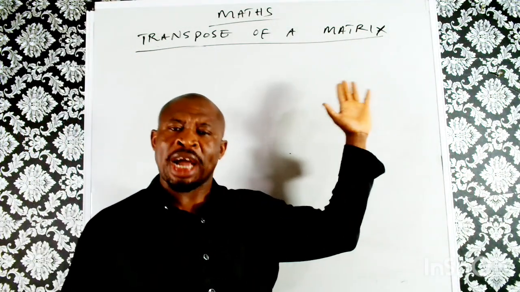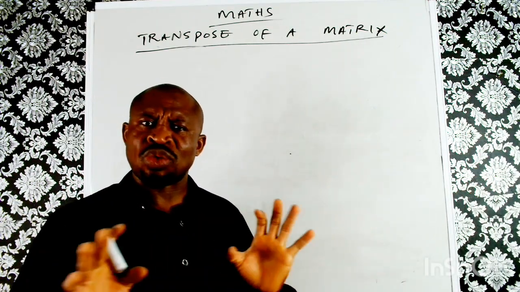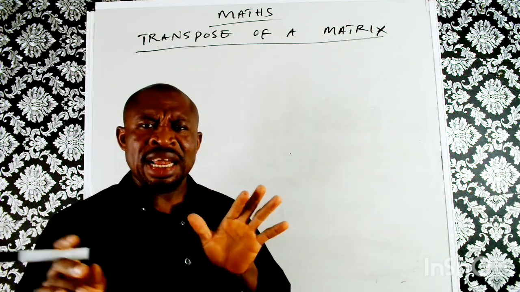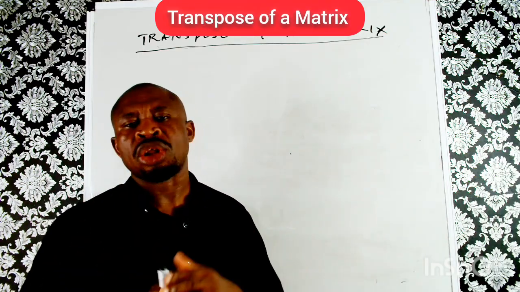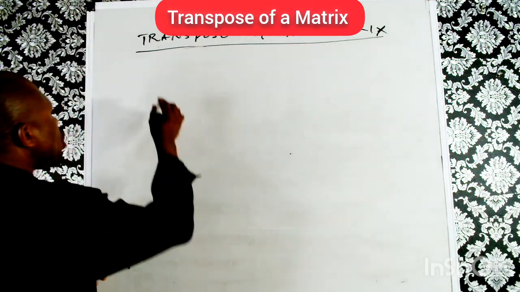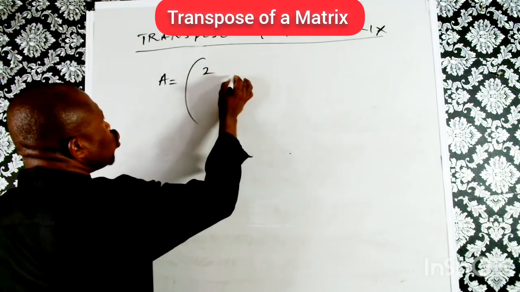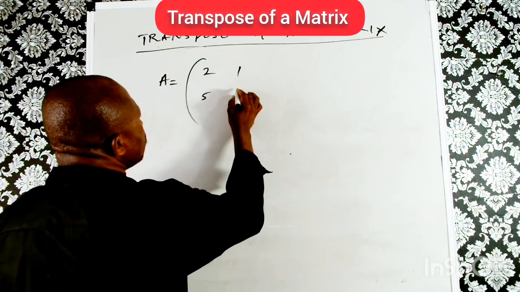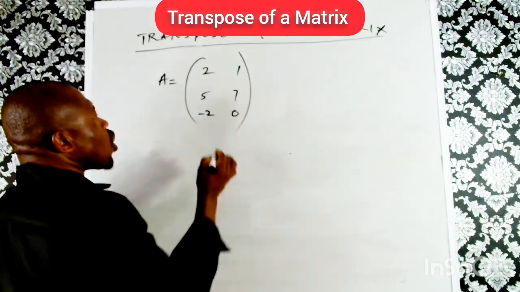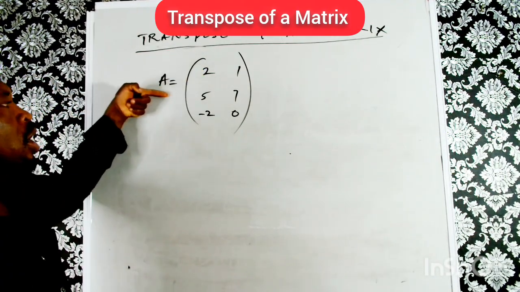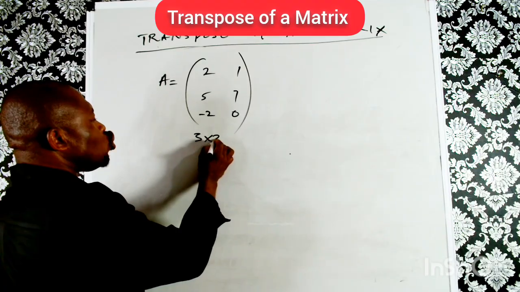Now, we talk about the transpose of a matrix. The transpose of a matrix is nothing but an entirely new matrix obtained just by interchanging the rows and the columns of a particular matrix. For example, if matrix A is given as, let's say, 2, 1, 5, 7, minus 3, and we'll have 0 here. If you look at it, this is row 1, row 2, row 3, column 1, column 2. Of course, this is a 3 by 2 matrix.